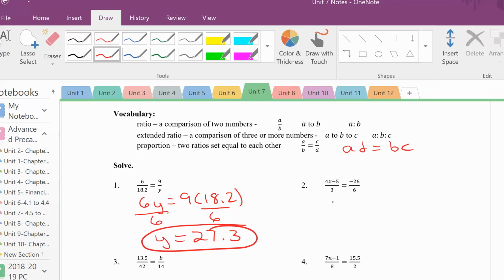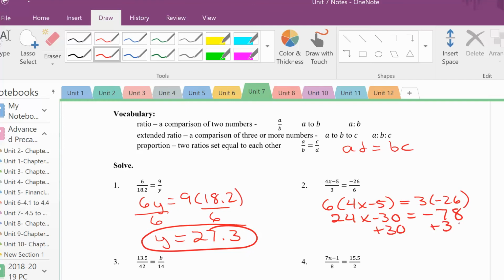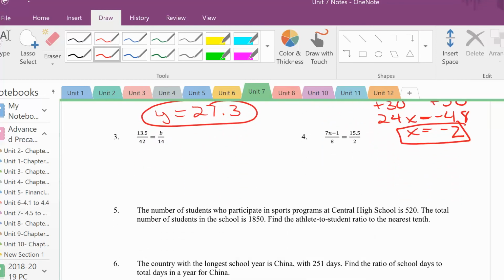For number 2, 6 times 4x minus 5 is equal to 3 times negative 26. So you get 24x minus 30 equals negative 78. You add 30. So 24x equals negative 48, and then x equals negative 2. So go ahead and try the next two on your own, and then I'll show you the answers.